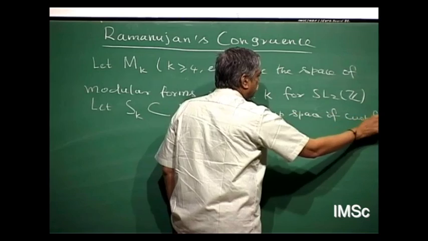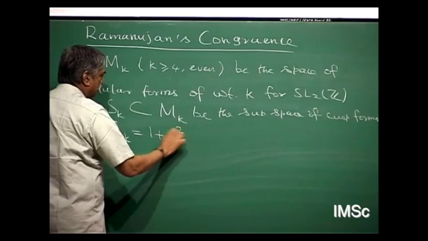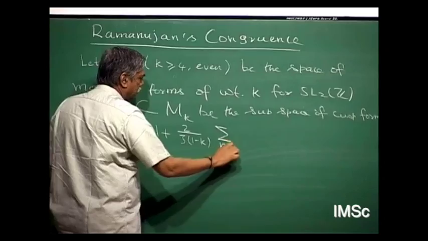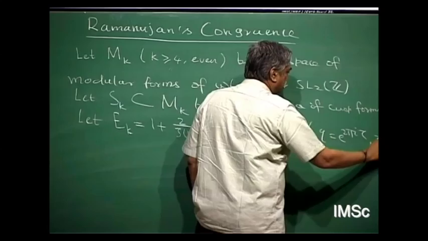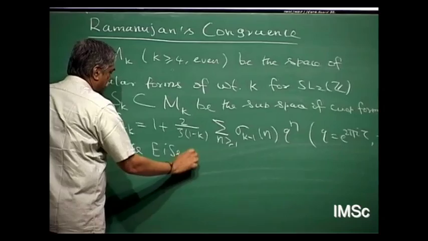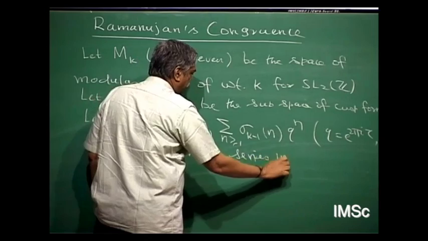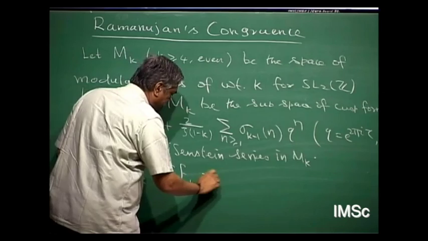And I need one more object. Let E_k be 1 plus (2 over zeta(1 minus k)) sum of sigma_{k-1}(n) q^n, where q equals e^{2 pi i tau} and tau is in the upper half plane. This is the Eisenstein series in M_k. Then it is known M_k is spanned by this one-dimensional element and S_k via the Petersson scalar product; this sum is direct and orthogonal.